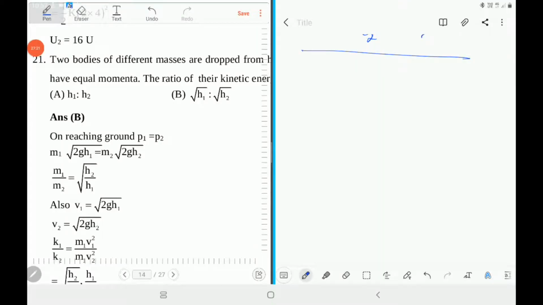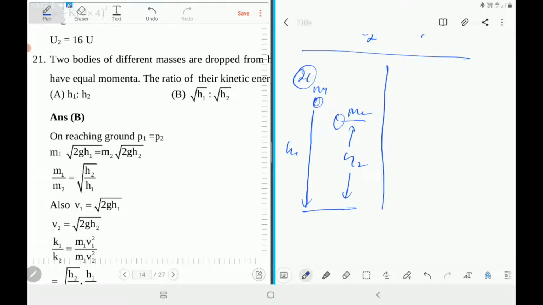The ratio of their kinetic energies on reaching the ground will be? The calculation part is almost a repeat of the previous problems. In the previous problem also, we learned the final velocity when a ball is dropped from a certain height. Say mass m1 is dropped from level h1, and another mass m2 from level h2. I have shown a bit different heights. Let us take h1 more, h2 less.